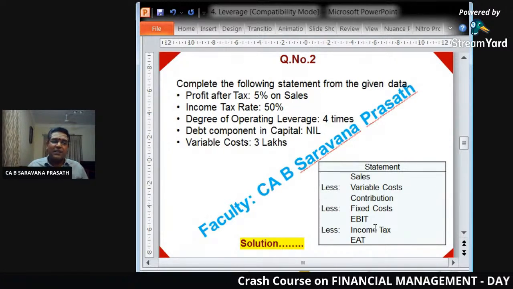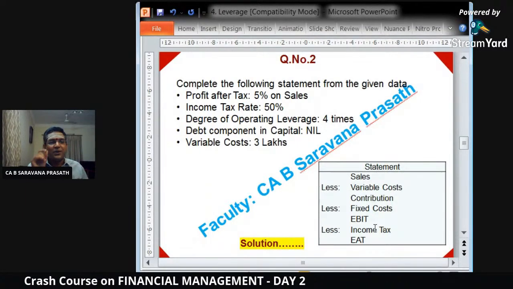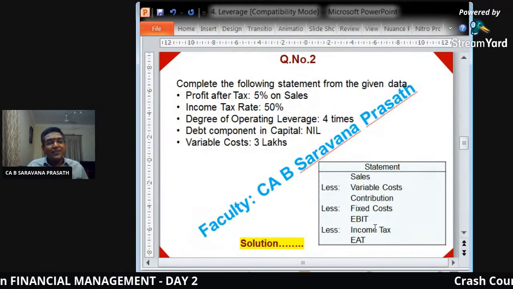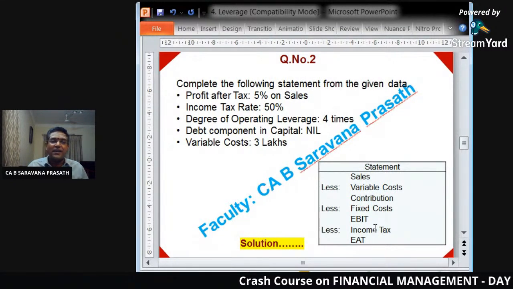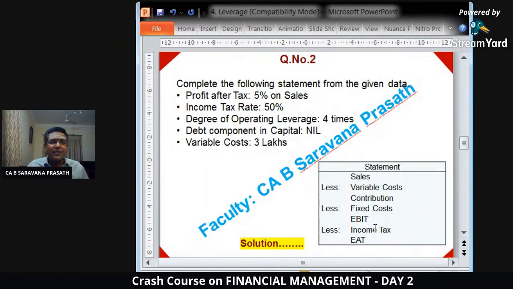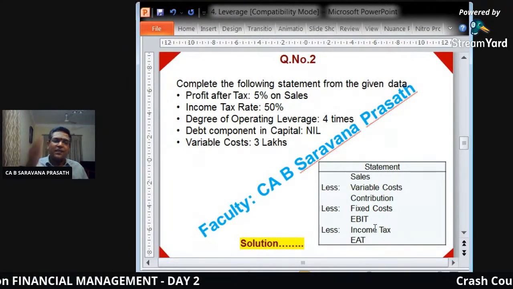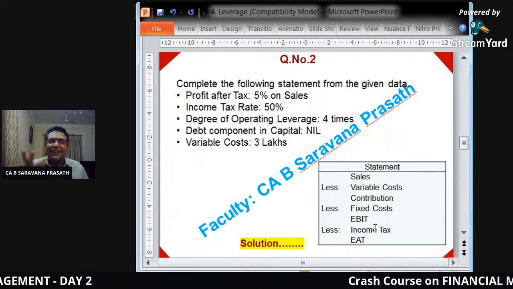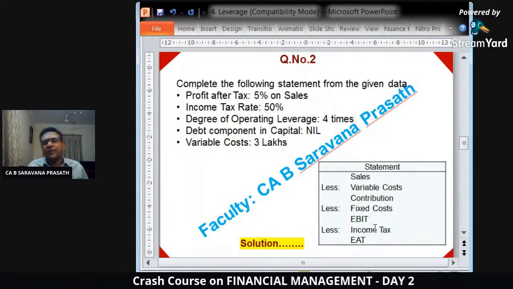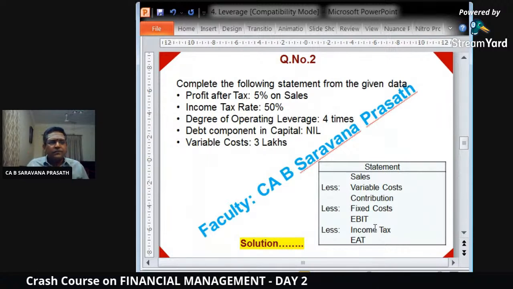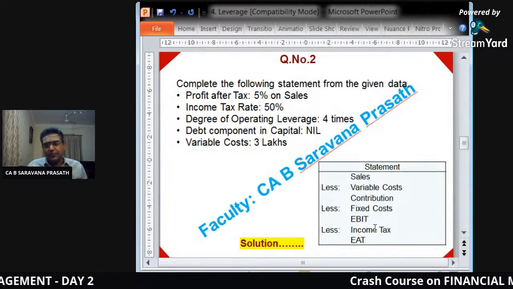The statement is nothing but our profit statement. Sales minus variable cost is equivalent to contribution. Less fixed cost is equivalent to EBIT. The question does not provide interest in this statement because the earlier paragraph says debt component is nil. Therefore, interest is not there. Subtract income tax, balance is equivalent to 8. A very simple question. Now, how do we go about answering this question?